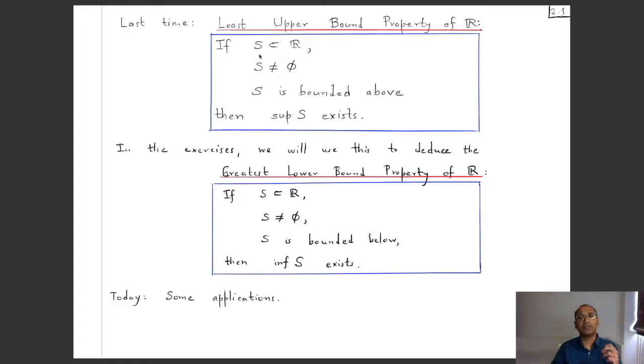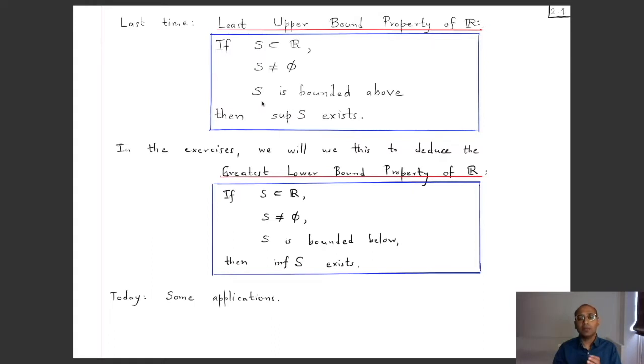It said that if you have a subset of R which is non-empty and it is bounded above, so S possesses an upper bound, then in fact the least upper bound of this set, the supremum of S, exists.